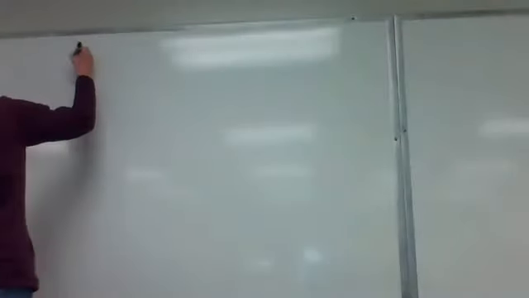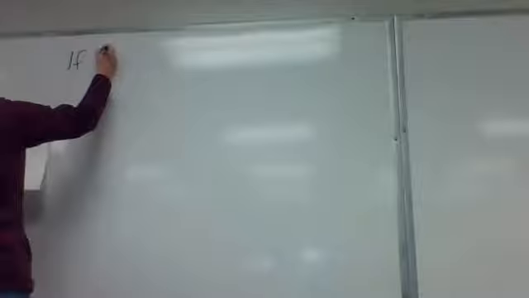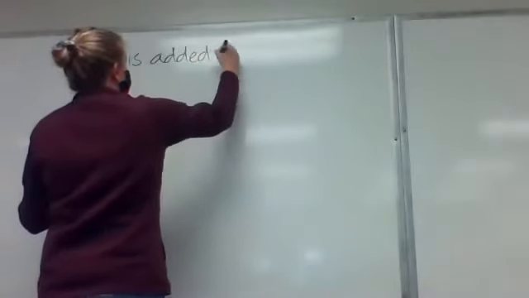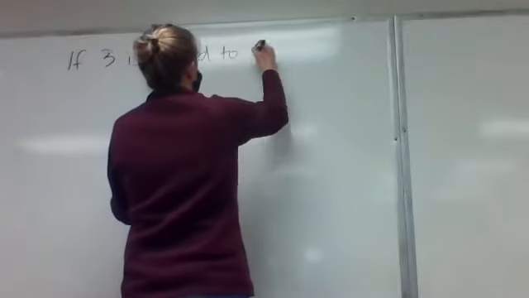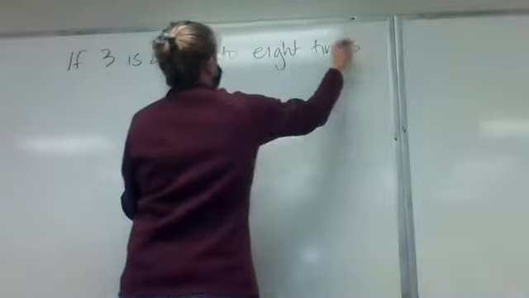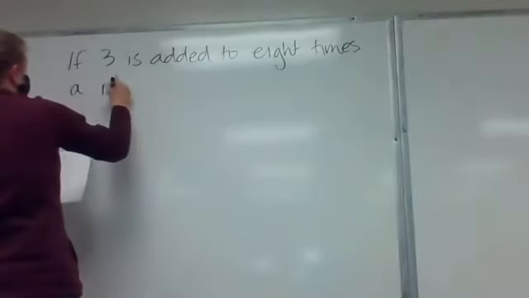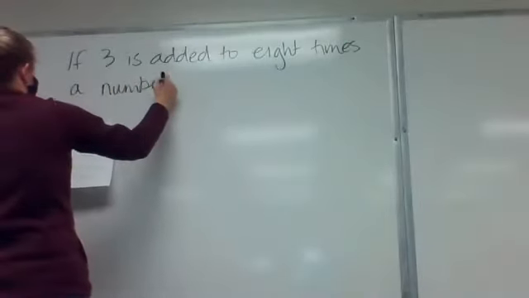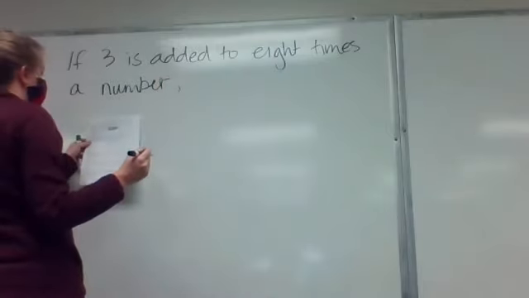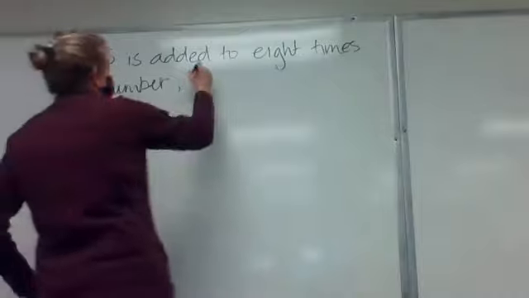If 3 is added to 8 times the number, the result is equal to 8 more than 7 times the number.